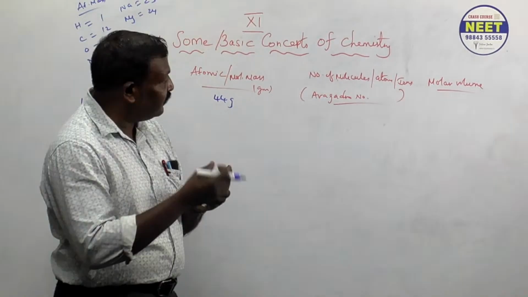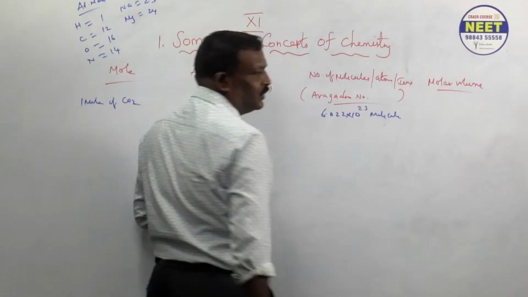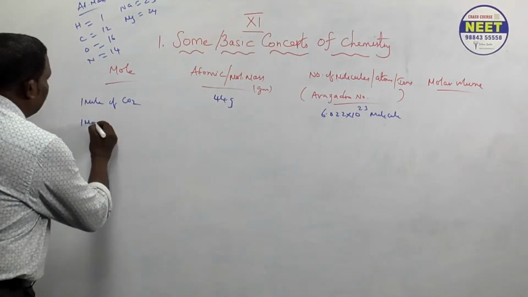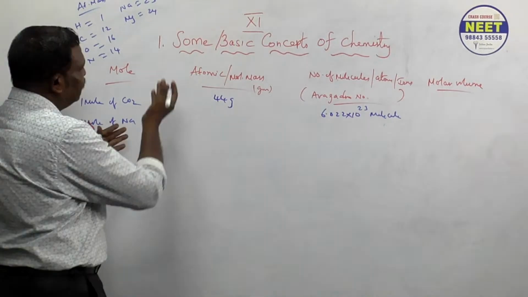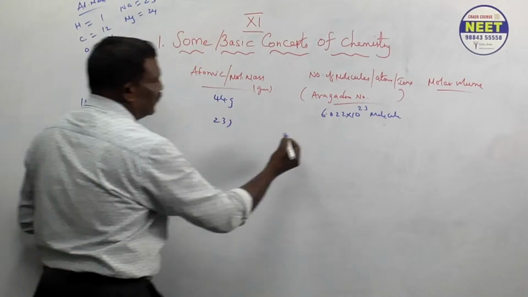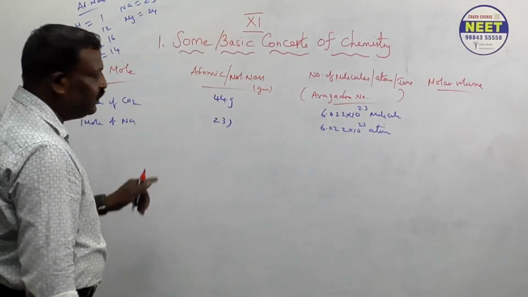What is this? 6.022 into 10 power 23, no problem. So CO2 is a molecule, then only we should say molecule. If I take atom, we put atom. Understood? Are you following? Suppose I want 1 mole of sodium. That's the atomic mass, 23 gram. So here 6.022 into 10 power 23. It is an atom, so I put atom. Okay.